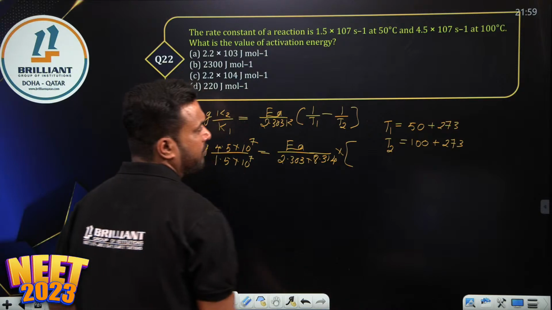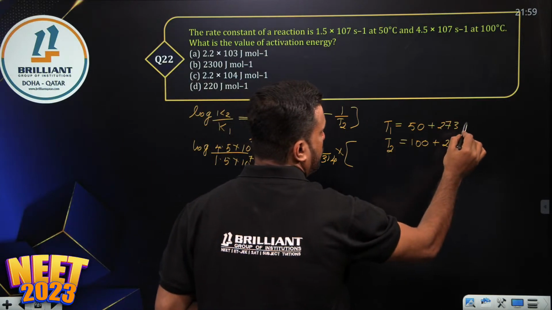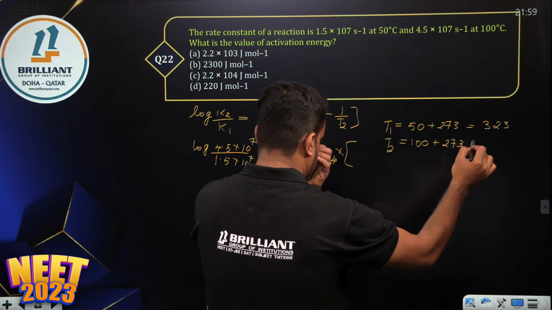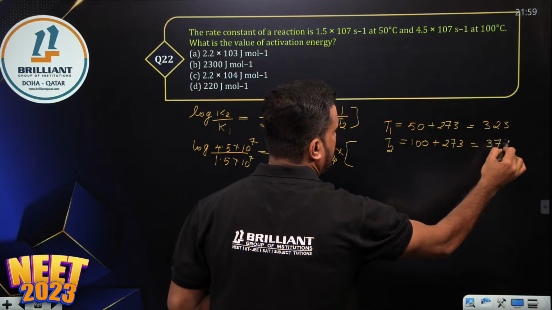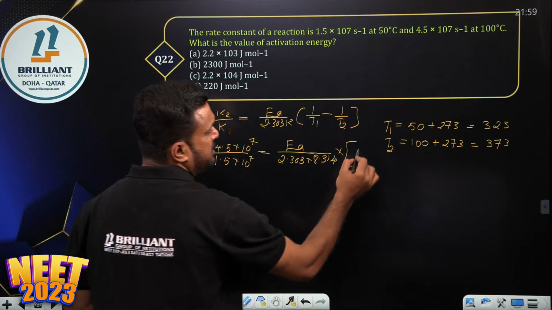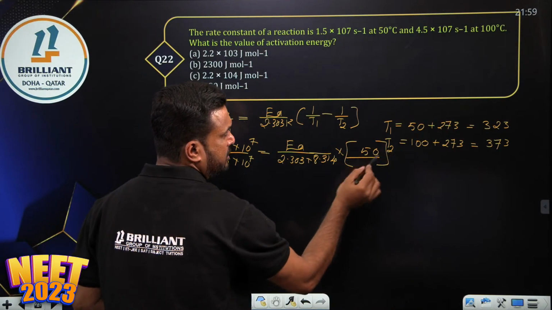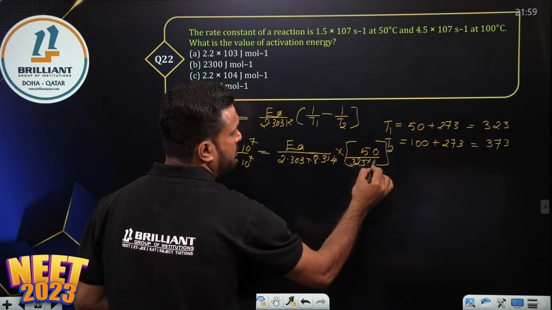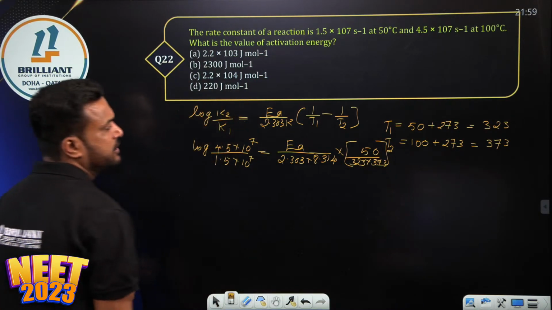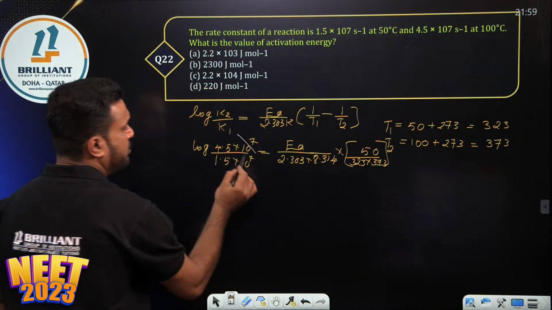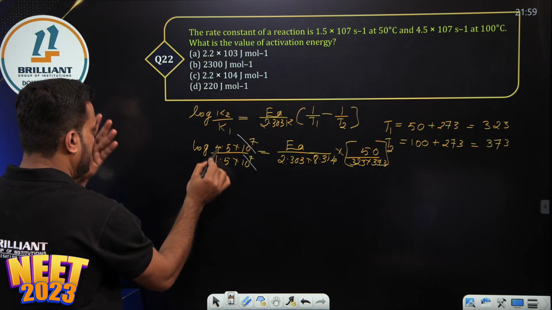This one will be here. So it is equal to 323, right? Divided by, here it will be 373. So 50 difference will be there anyway. 50 divided by, the denominator will be T1 into T2. So it will be 323 into 373. That you solve. Here anyway, you can solve the value easily. 10 power 7 will be cancelled. Here it will be 3.